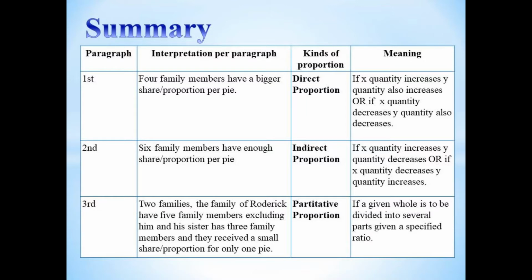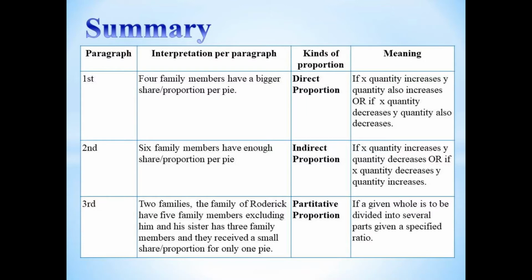On the second paragraph, 6 family members have enough share or enough proportion per pie. This is an example of indirect proportion, wherein if X quantity increases, Y quantity decreases. There are also other instances not related in the story again wherein if X quantity decreases, Y quantity increases.